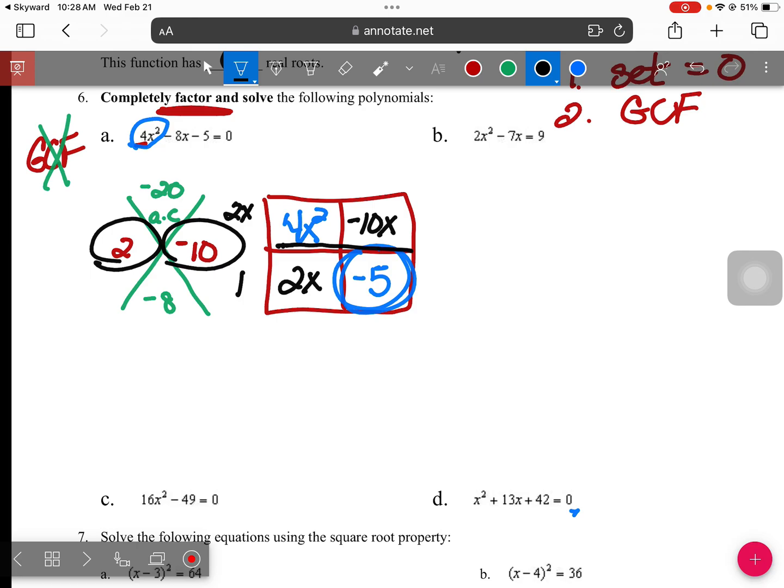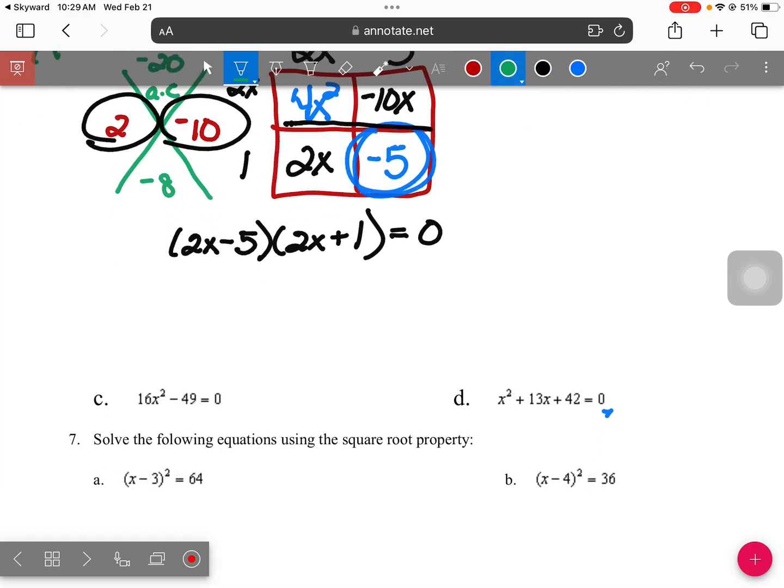Looking at the column, 4x squared and 2x, what do they have in common? 2 and x. Don't forget to check your variables. Negative 10x and negative 5 is going to be minus 5. Remember, it's negative. So my two factors here are 2x minus 5 and 2x plus 1 equals 0, because we are solving for x.